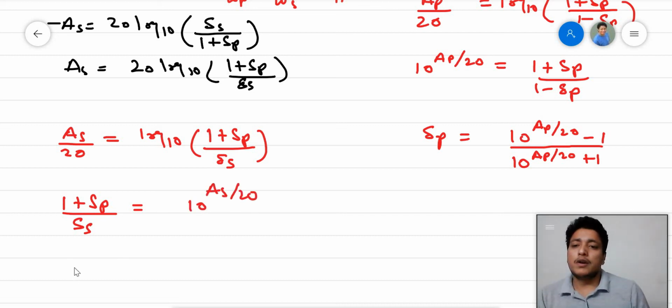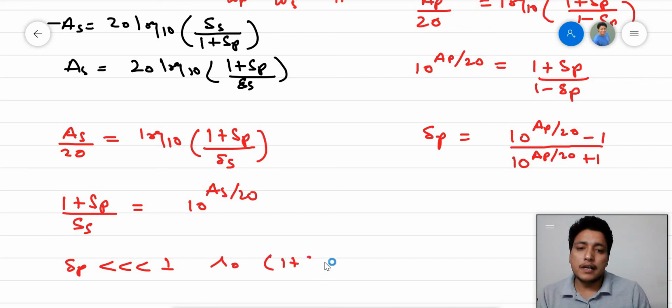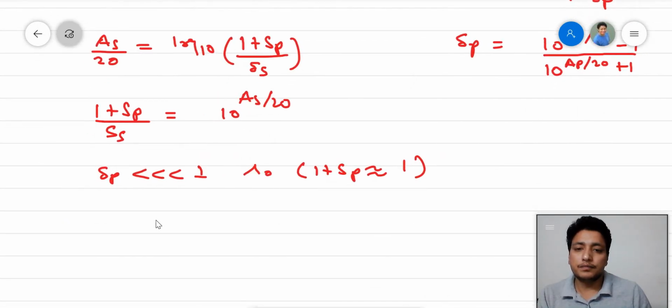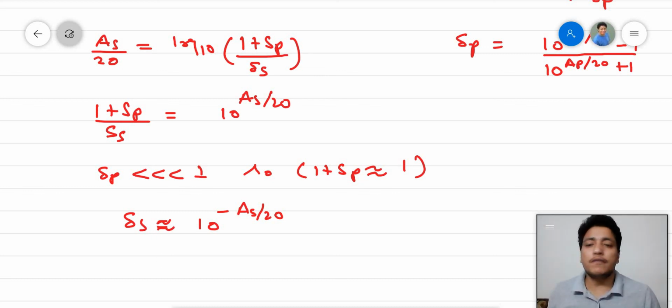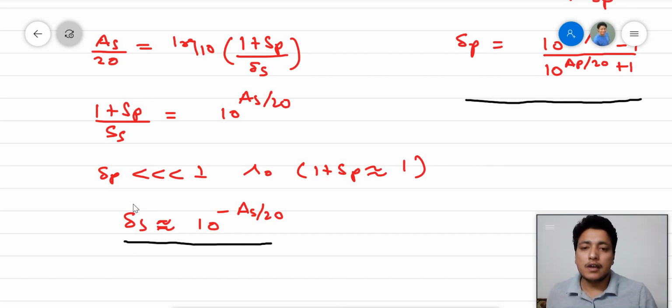So 1 plus delta P over delta S equals 10 to the power AS by 20. Now we know delta P is much smaller than 1, so 1 plus delta P can be approximated as 1. Then delta S will be equal to 10 to the power minus AS by 20. That is an approximate behavior. So what we have obtained in this particular case is delta P like this and delta S as this.